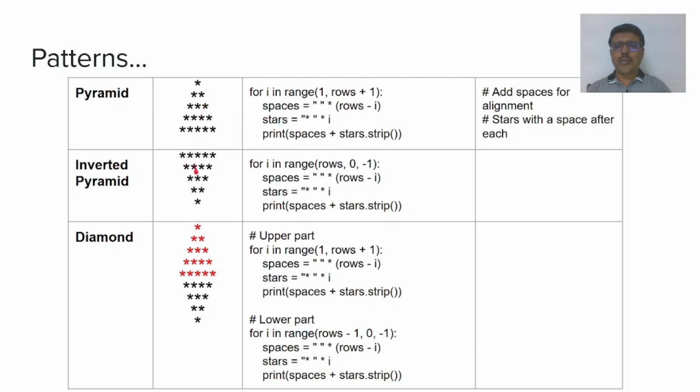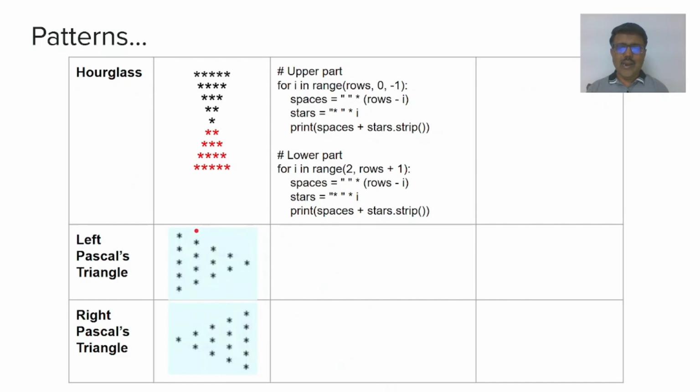If I combine both, the top one and the bottom, I can make a diamond shape also. And in the same way, if I keep the inverted pyramid over the pyramid, then I can get an hourglass kind of pattern. And also I can have patterns like this. This is called Pascal triangle. So you can have it like this also. You can also have it towards this.